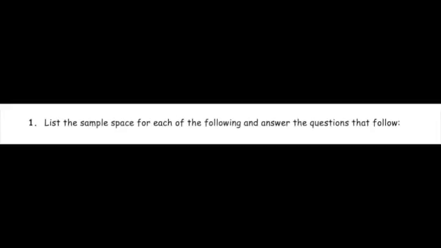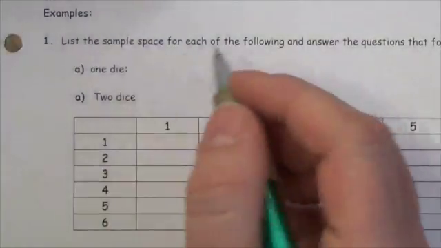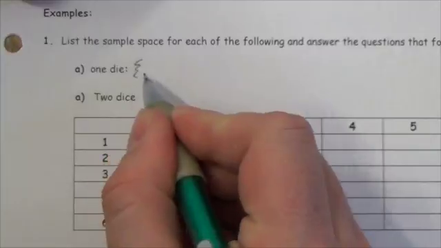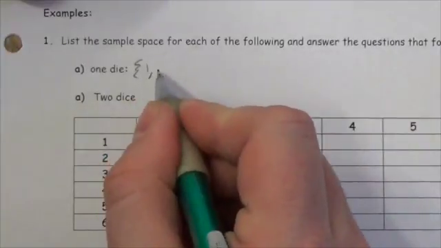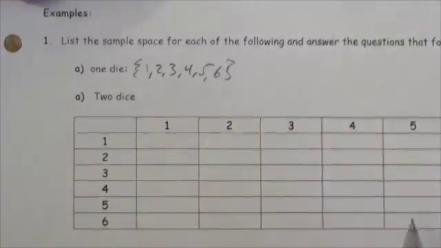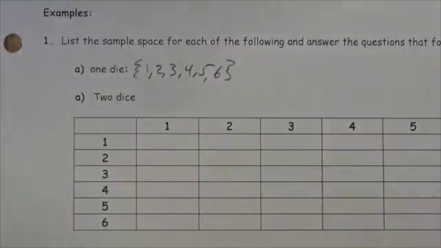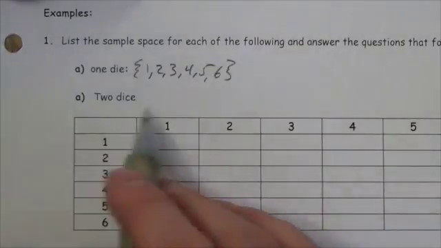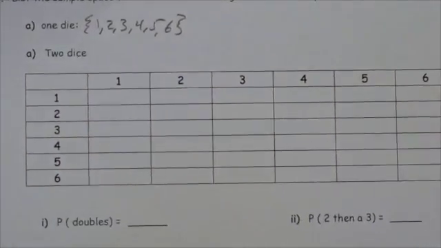List the sample space for each of the following scenarios and answer the questions that follow. So we're going to identify the sample space. Now if you're throwing one die here, the sample space is just going to be the set of values 1, 2, 3, 4, 5, 6. Those are all the possible results from rolling a single die. If we're going to roll 2 dice, that's a little bit different, and so we're using this table here.